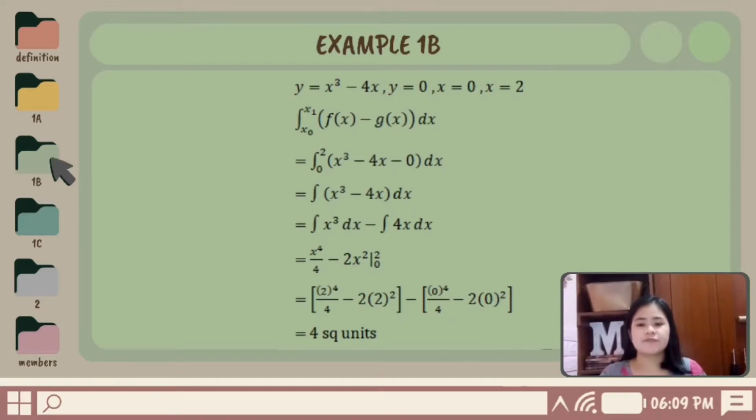For us to finally arrive at our final answer, we have to use the formula of the fundamental theorem of calculus, or FTOC, which is F(b) minus F(a) between the boundaries of a to b. Then substitute the values and boundaries needed in the formula, and it will become the quantity of 2⁴/4 minus 2 multiplied by 2², minus the quantity of 0⁴/4 minus 2 multiplied by 0². Use your scientific calculator for you to get a final answer of 4 square units.